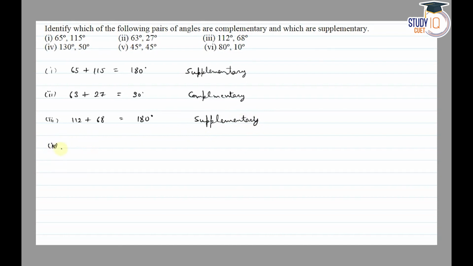Fourth, 130 plus 50. So their sum will be 180. So they are supplementary angles.